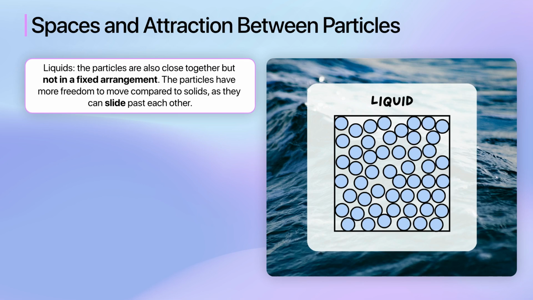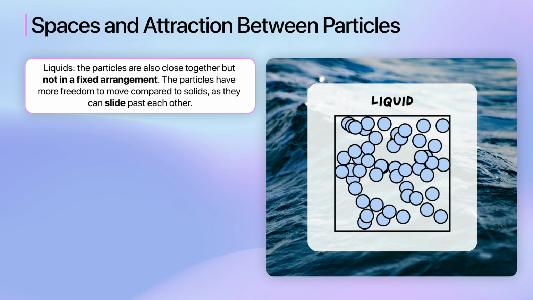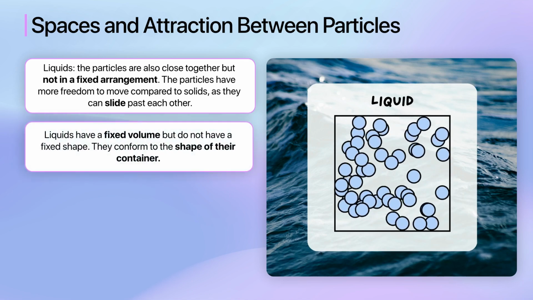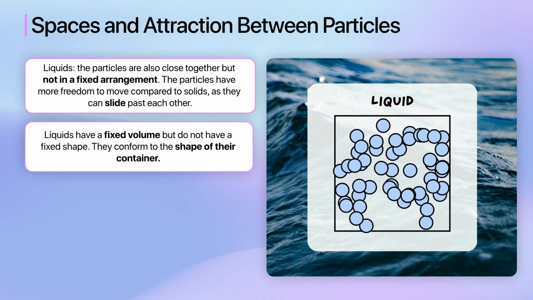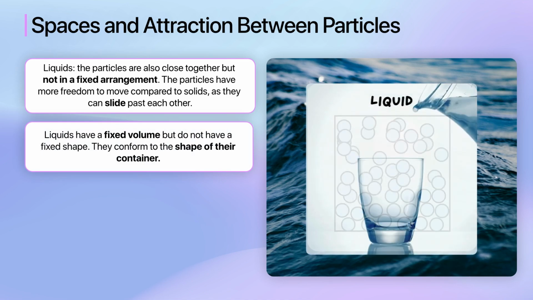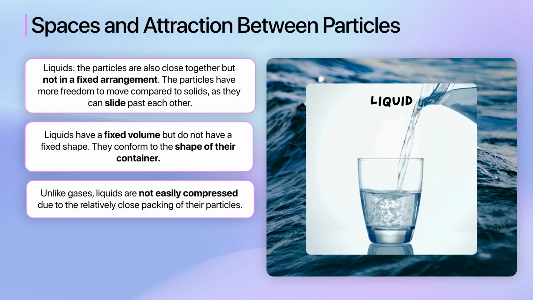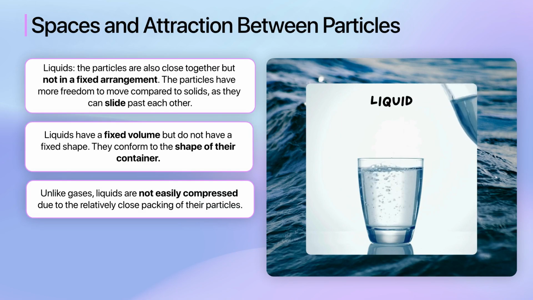In liquids, the particles are also close together, but not in a fixed arrangement. The particles in a liquid have more freedom to move compared to those in a solid, as they can slide past each other. Accordingly, liquids have a fixed volume, but do not have a fixed shape. They conform to the shape of their container. Unlike gases, liquids are not easily compressed due to the relatively close packing of their particles.